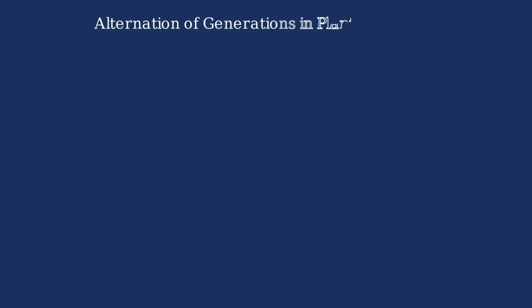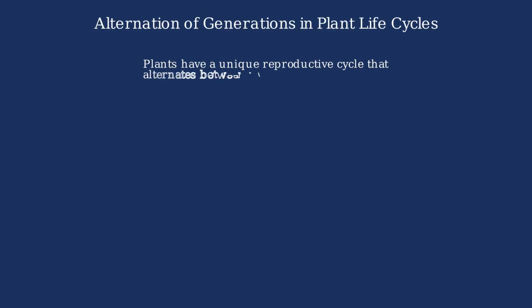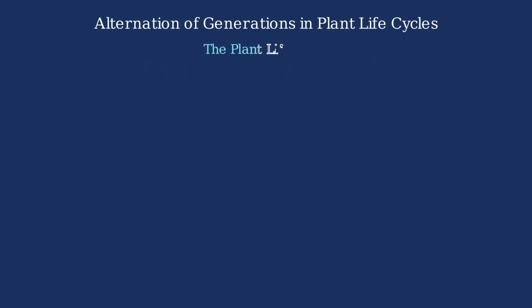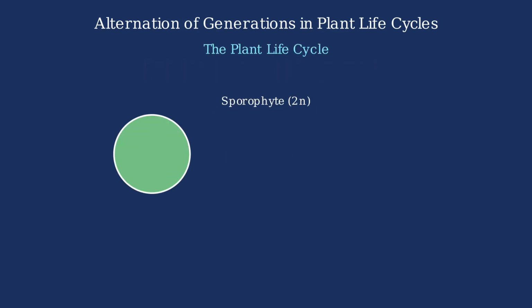Plants have a unique life cycle that differs from animals, involving an alternation of generations. This cycle alternates between two distinct multicellular forms, the haploid gametophyte and the diploid sporophyte. In the plant life cycle, the sporophyte is the diploid spore-producing phase. Through meiosis, the sporophyte produces haploid spores with half the genetic material.